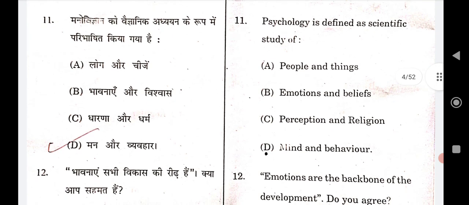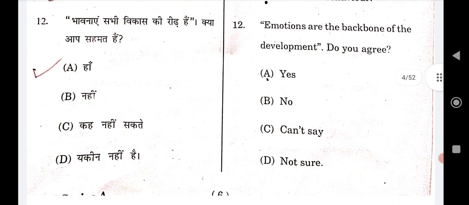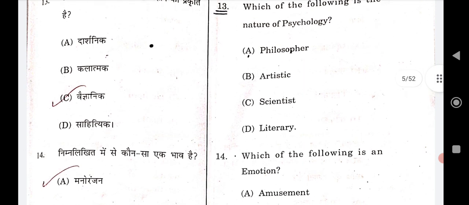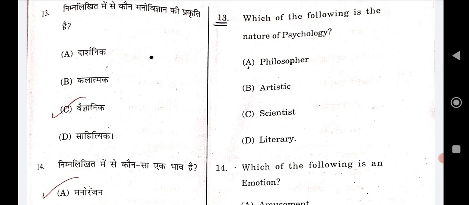Next question: psychology is defined as the scientific study of? The correct option is mind and behavior, that is D. Next question: emotions are the backbone of development. Do you agree? So yes, A is the correct one here. Next question: which of the following is the nature of psychology? The correct option is scientific, that is C. यहाँ पर scientist लिखा हुआ है, but C will be the most appropriate answer for this question.